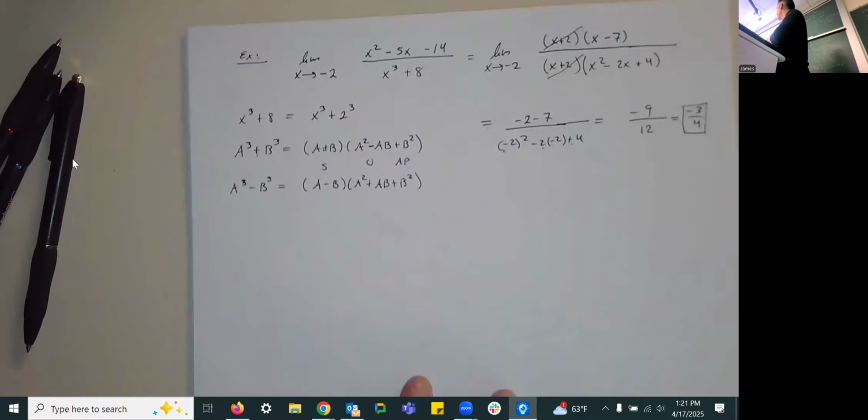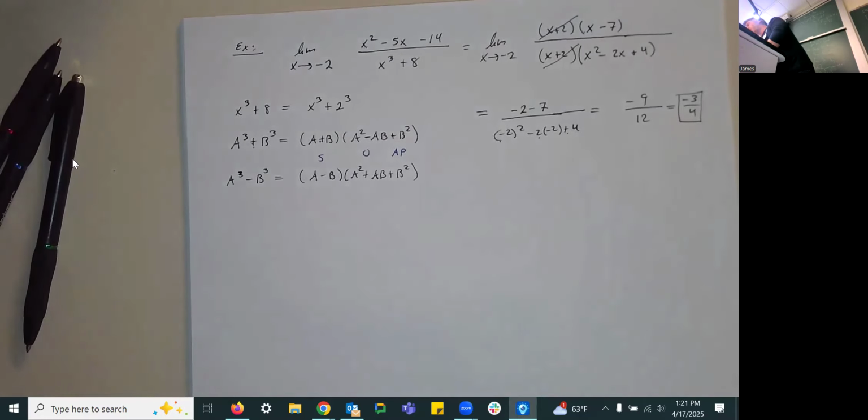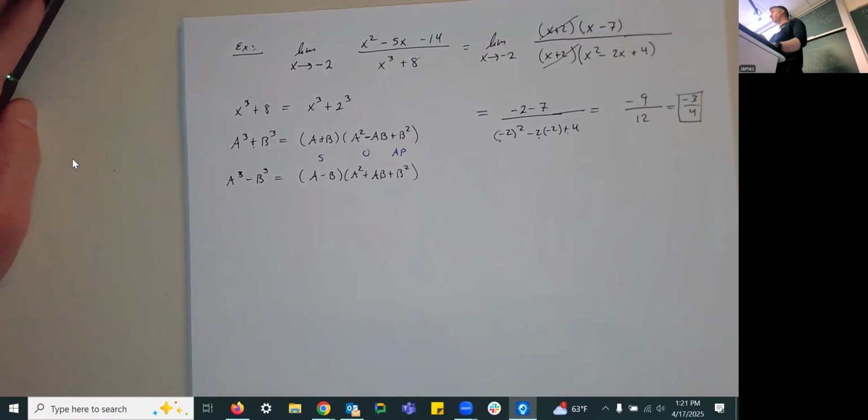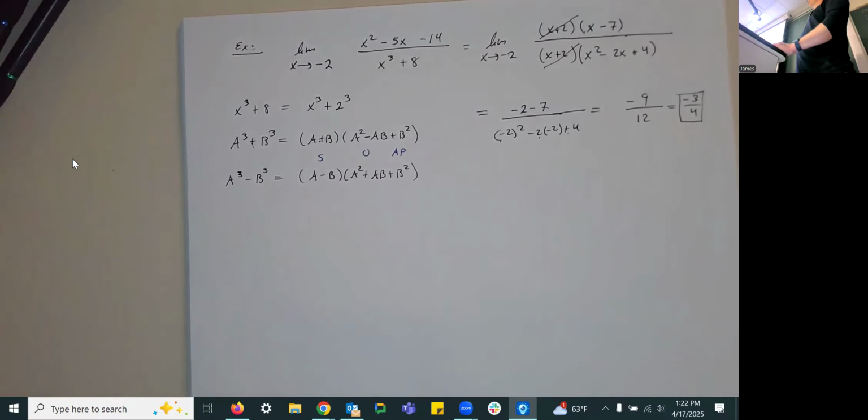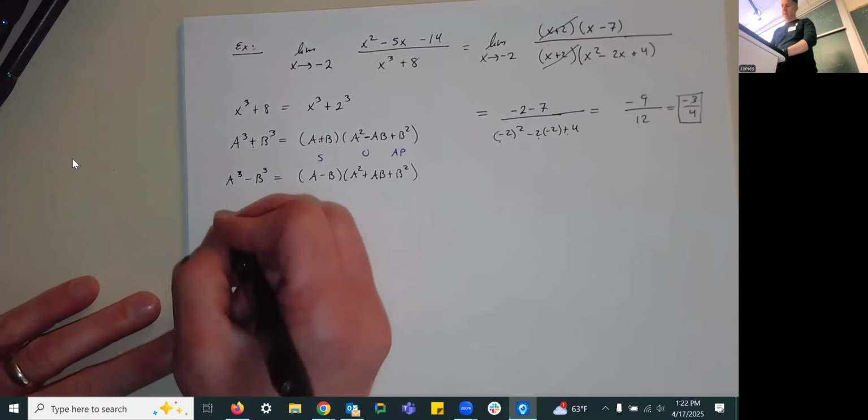But variety is the spice of life. There's lots of other types of 0/0 limits where we don't just factor. I will say, often, even if you're not going to start out factoring, usually at some point down the line, you end up factoring something. But let's look at a different example.